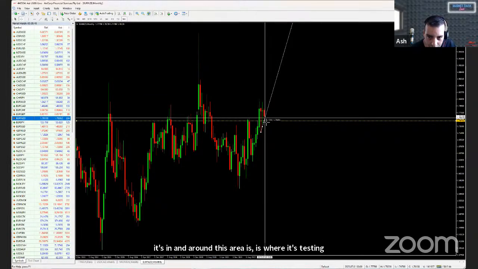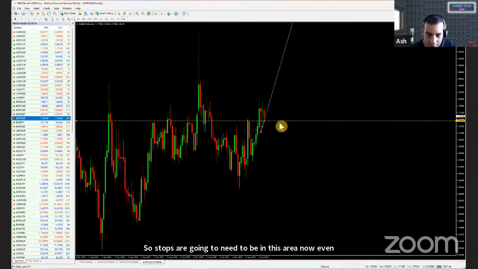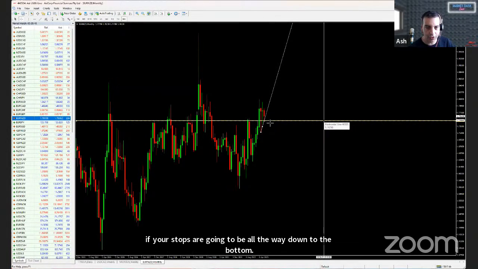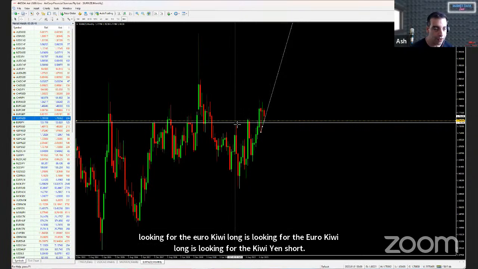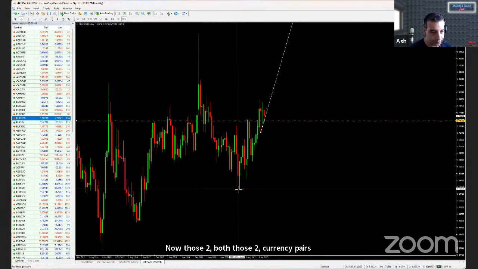So stops are going to need to be in this area. Now, even if your stops are going to be all the way down to the bottom there, it's going to be around about 4/8. That's still going to be a 2-to-1 trade. So the seasonal bias is looking for the Euro Kiwi long. It's looking for the Kiwi yen short. Both those two currency pairs are of interest. I think they could be of interest.